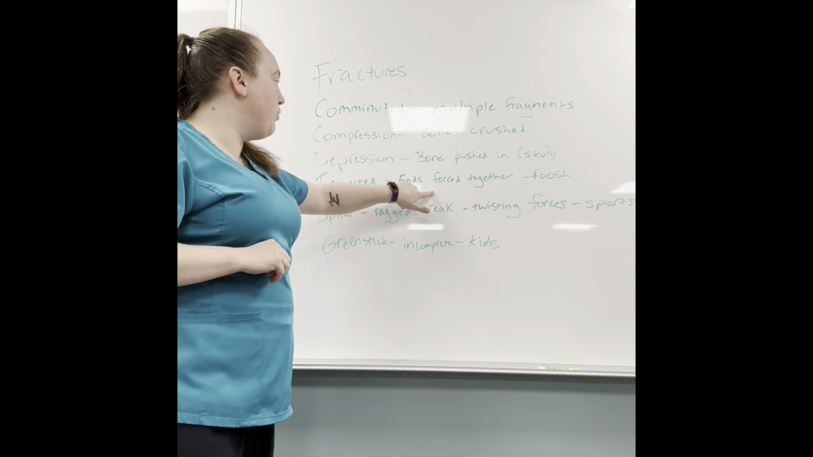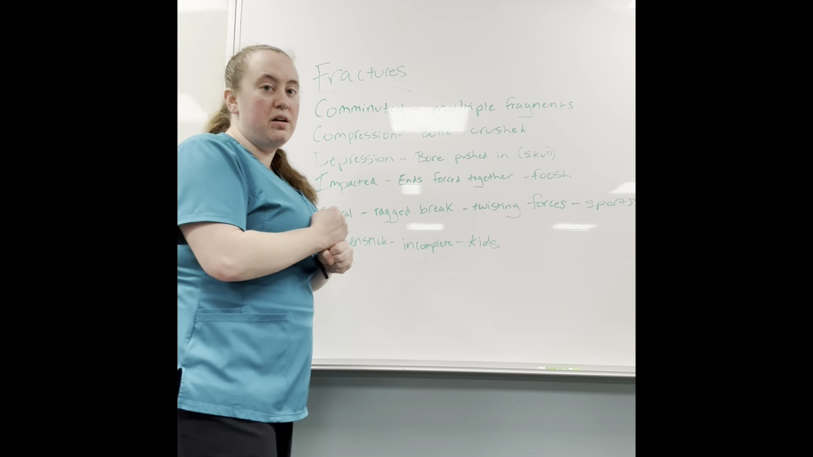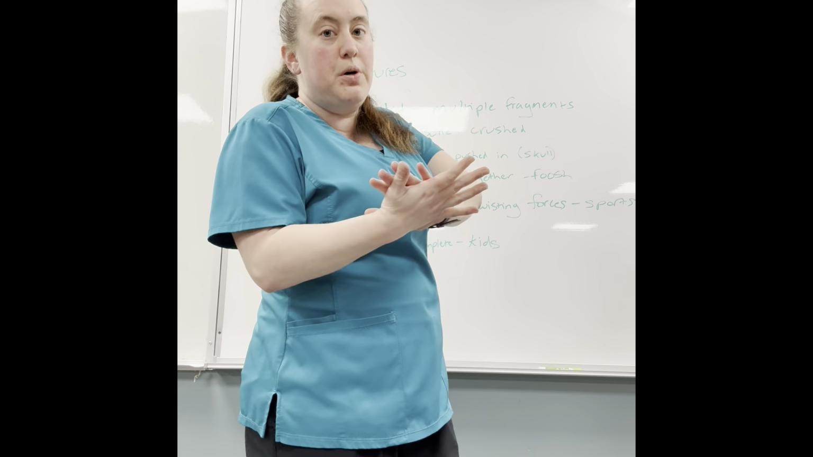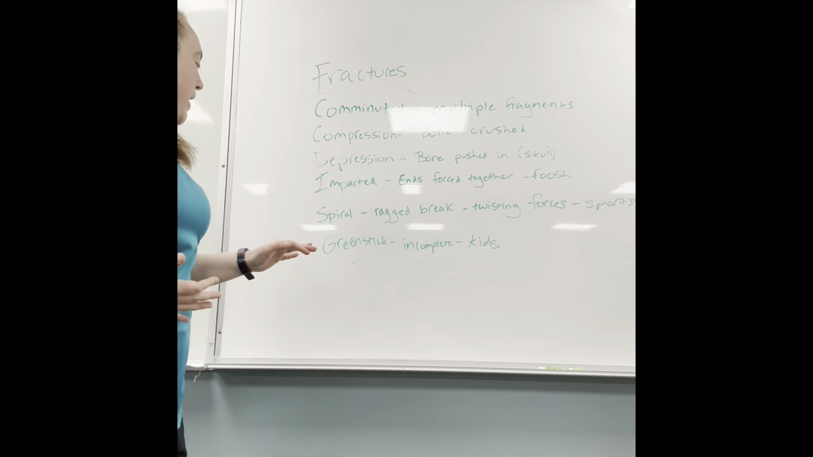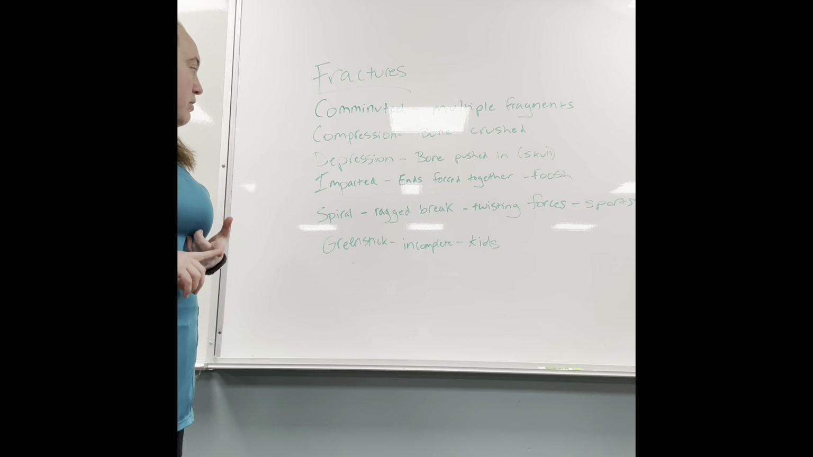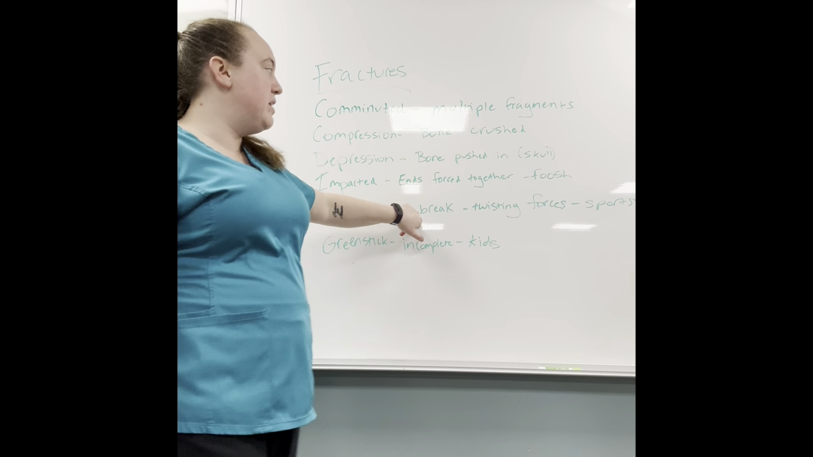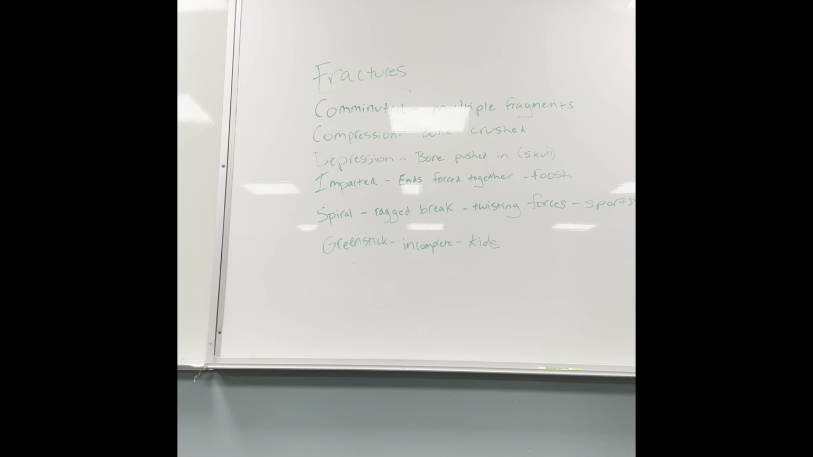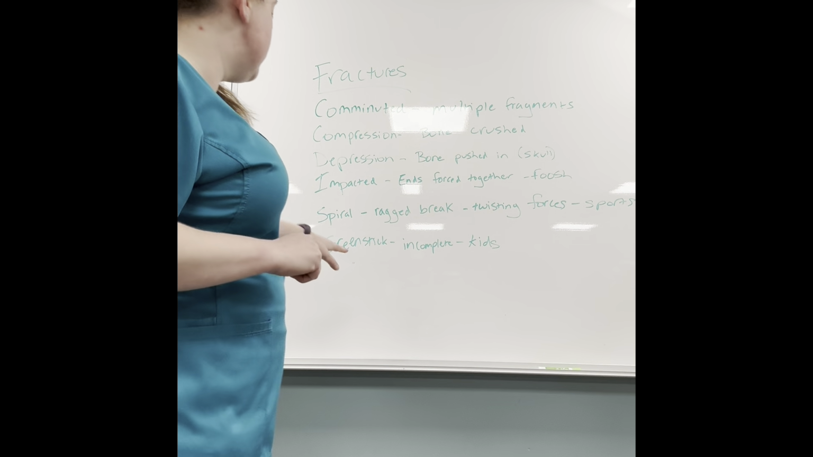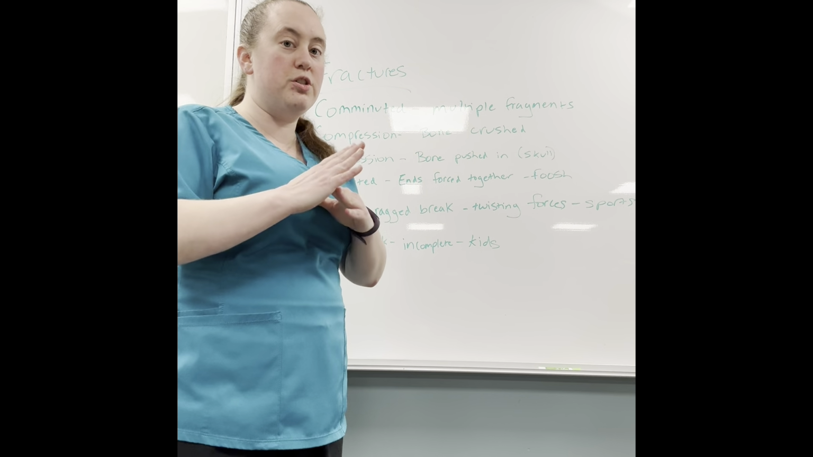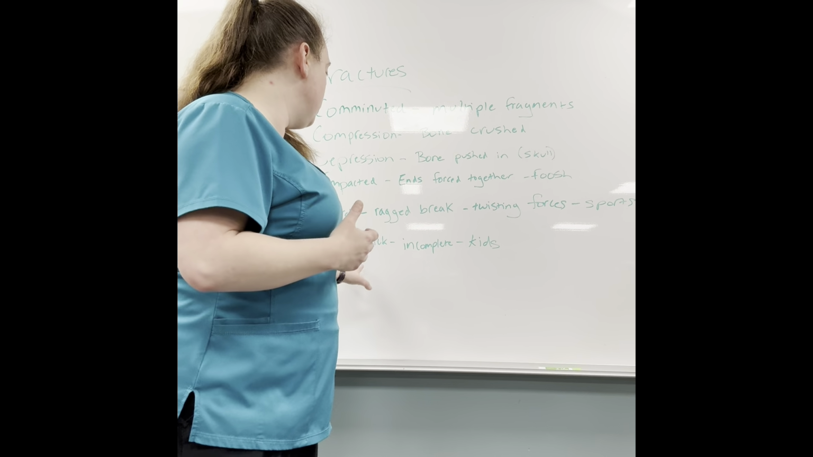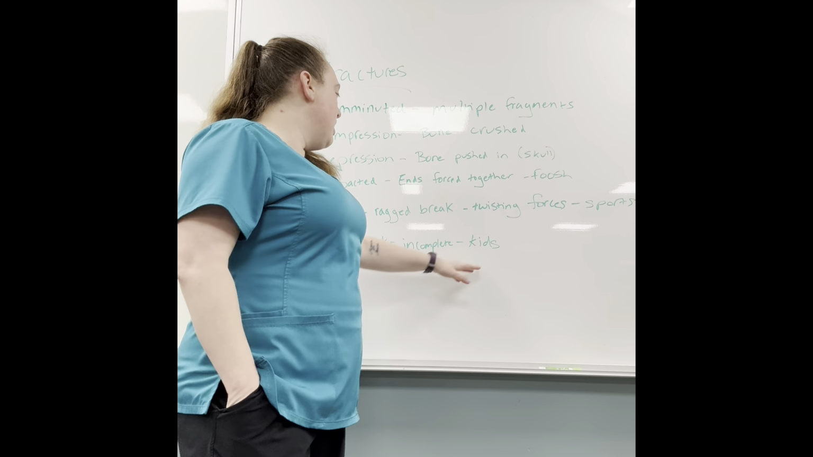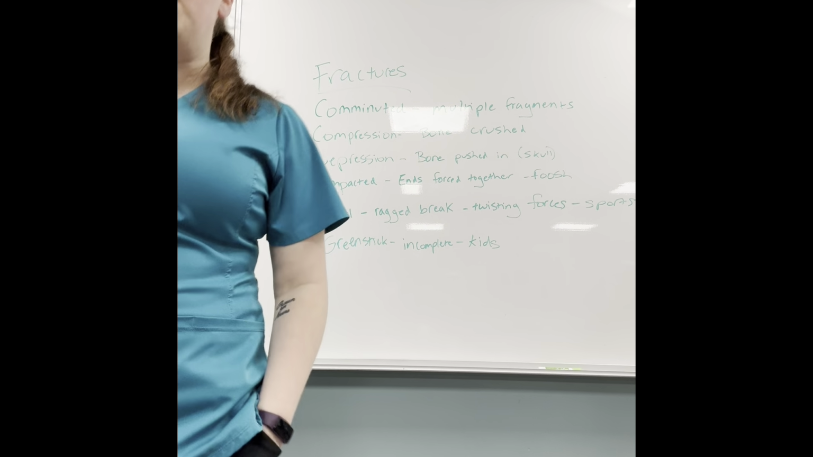Impacted is where the ends are forced together. Okay, remember that's like a FOOSH injury, so a fall on an outstretched hand, and then it jams the bones together. So impacted. A spiral fracture is known as a ragged break, and it has twisting forces. That happens a lot in sports. And then greenstick is an incomplete fracture, so that's where it only partially breaks, like a new green stick you find in spring. And this is common in kids because they have a lot more flexibility in their bones still, okay?